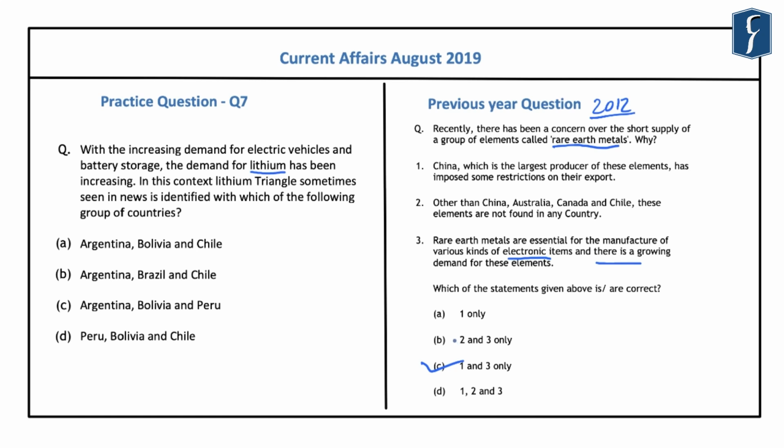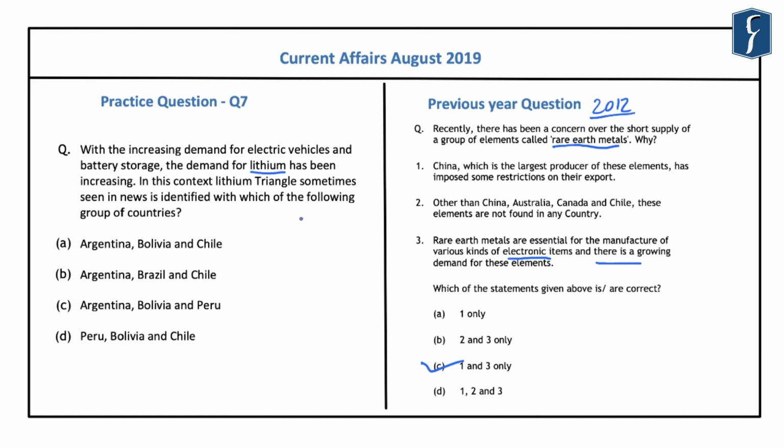So related to this, we have formed this question which reads, with the increasing demand for electric vehicles and battery storage, the demand for lithium has been increasing. In this context, the lithium triangle sometimes seen in the news is identified with which of the following group of countries? As we know, the demand for electric vehicles has been increasing continuously in the present times, and in this context, the demand for lithium has also been increasing. This lithium triangle is seen in the news regularly, and that is why it becomes important for us for the upcoming preliminary examination.